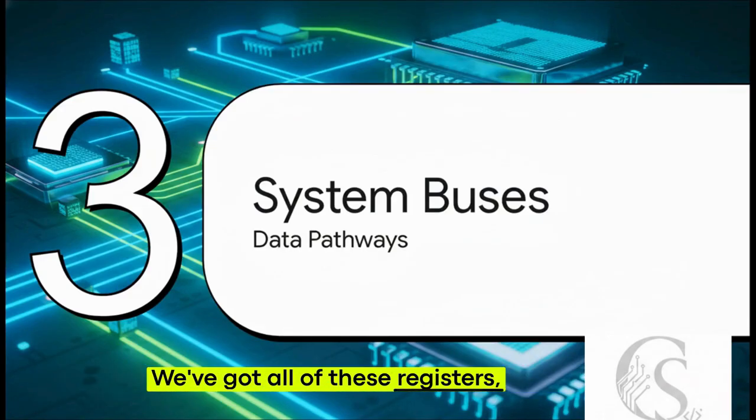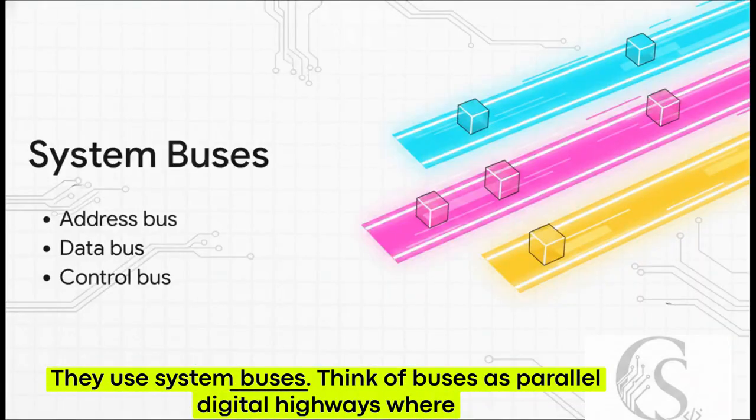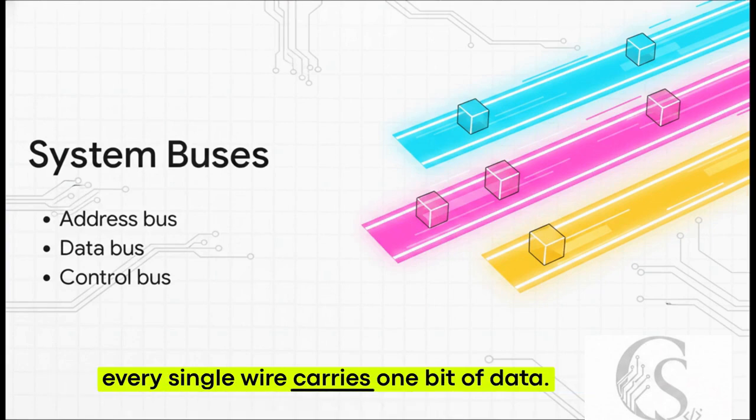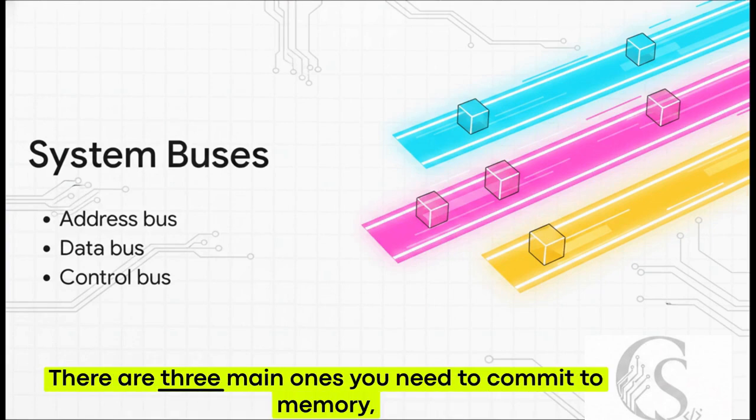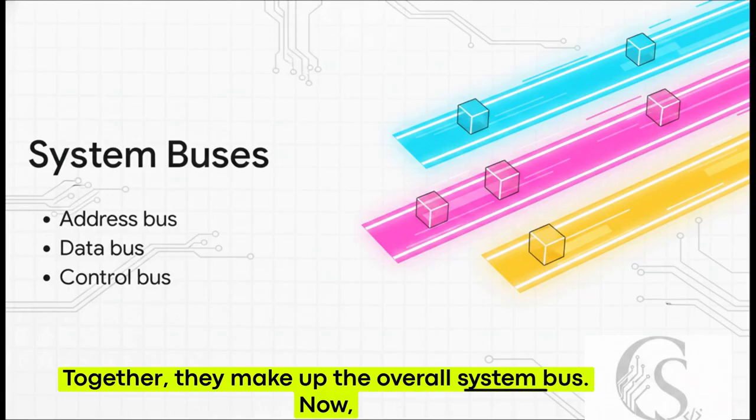Okay, Section 3, System Buses, Data Pathways. We've got all of these registers, but how do they actually talk to the memory? They use system buses. Think of buses as parallel digital highways where every single wire carries one bit of data. There are 3 main ones you need to commit to memory: the address bus, the data bus, and the control bus. Together, they make up the overall system bus.